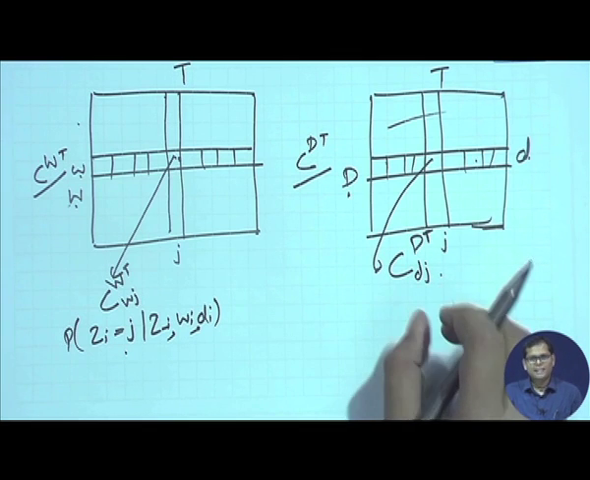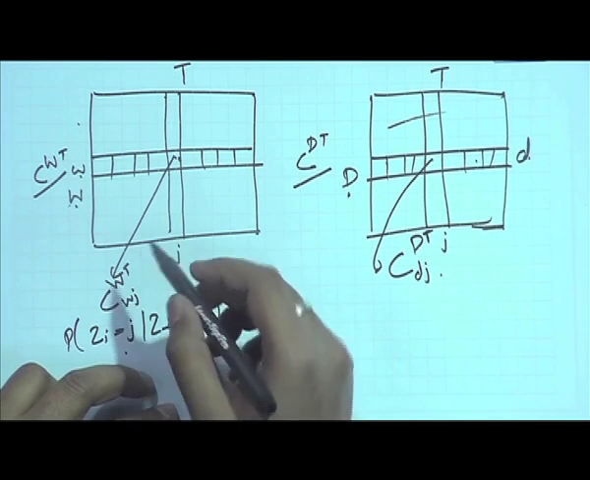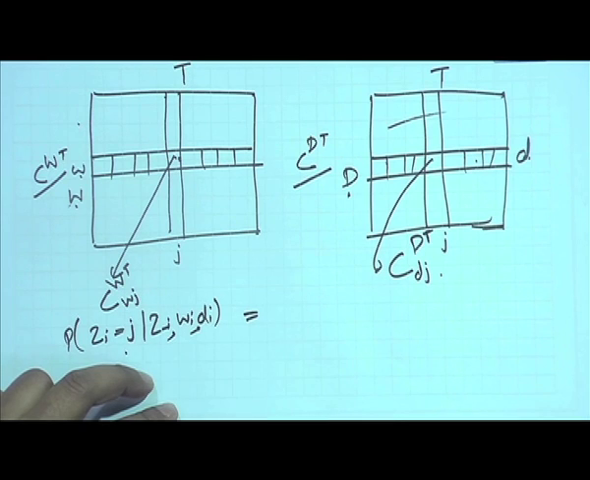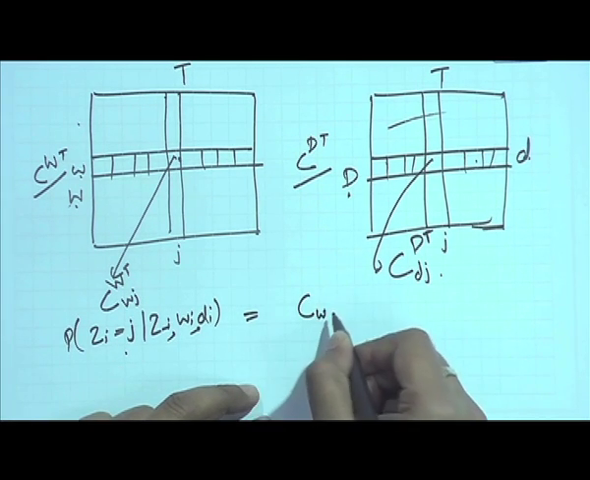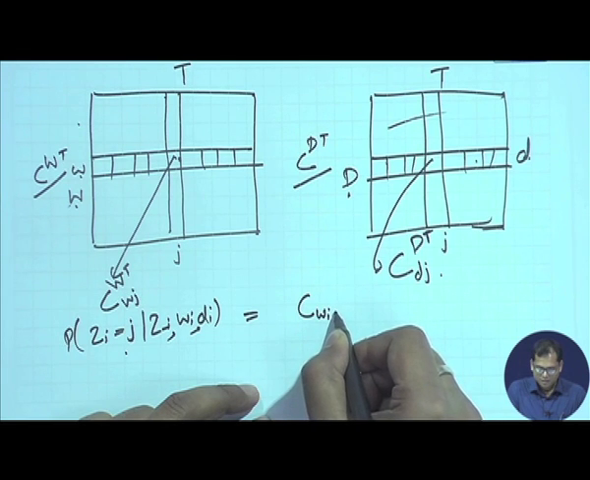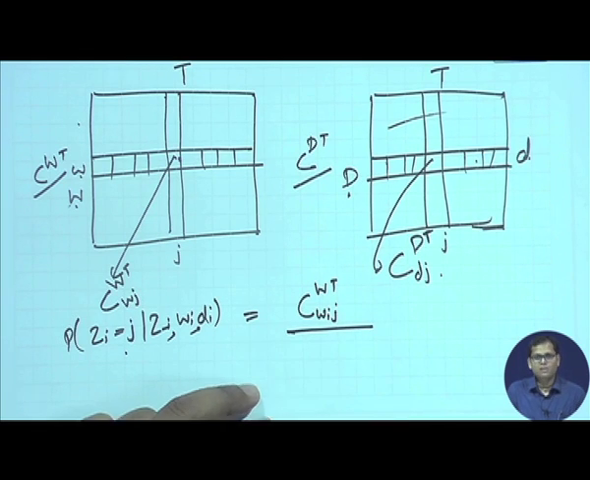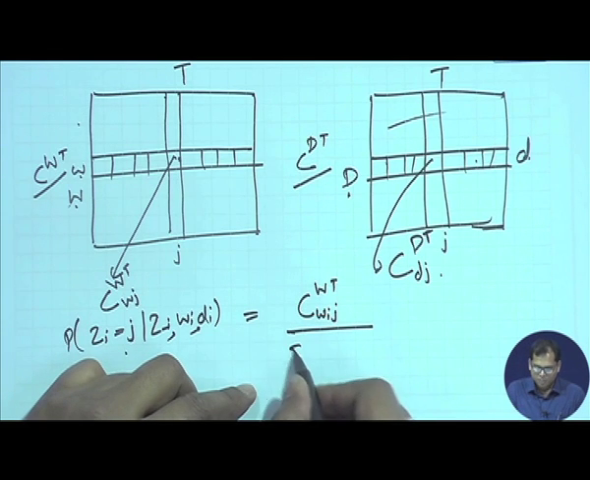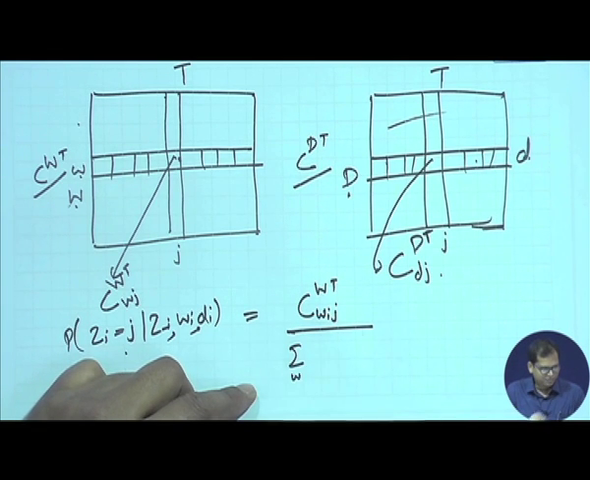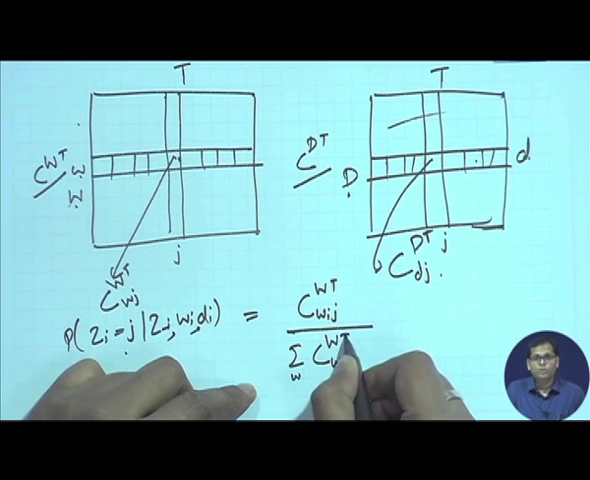Now how do I write these probabilities in terms of these matrix elements? How likely is word W to come under topic Tj? That will be C of the ith word, topic J, WT, summation over all the words. So this will give me the probability for this word: C W J WT divided by the summation over all words. Okay.